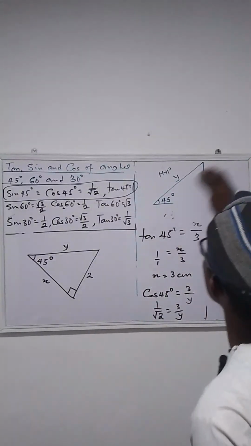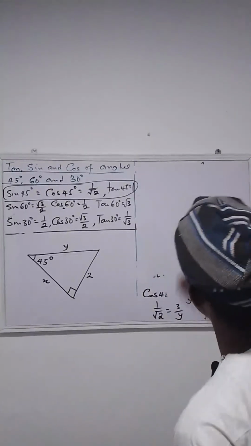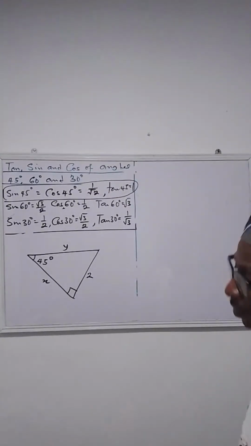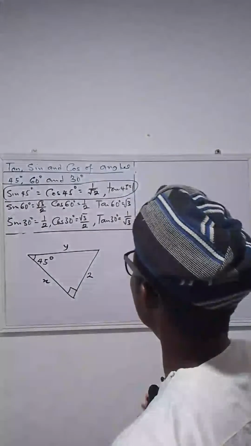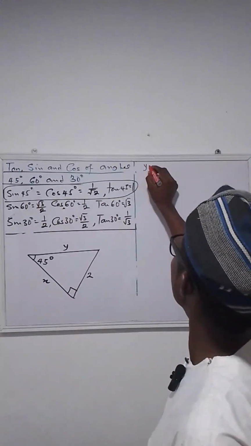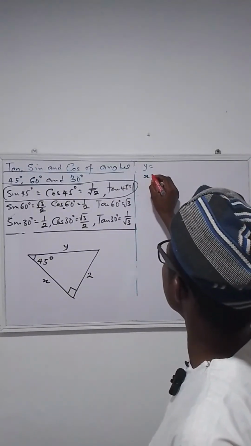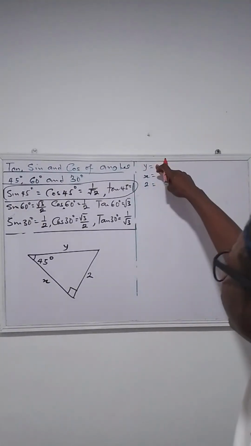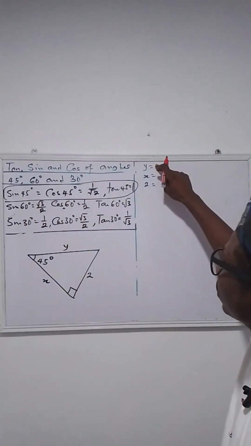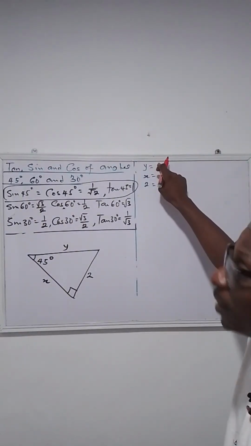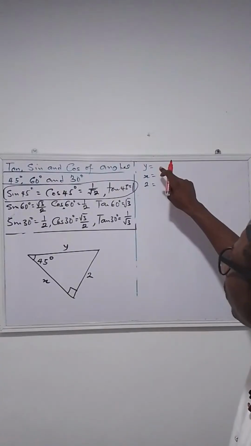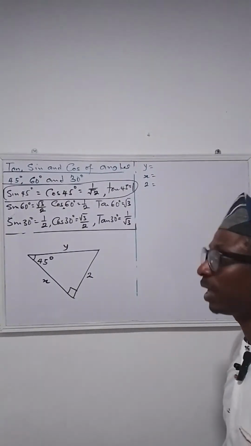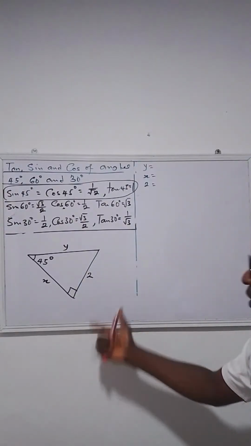Now, before I solve this problem, I need you to tell me what is y, what is x, and what is 2. I need you to tell me the name. Is x the opposite or the hypotenuse or the adjacent? Is x the opposite or adjacent? Is 2 opposite or the adjacent? So let's first identify that before we solve.